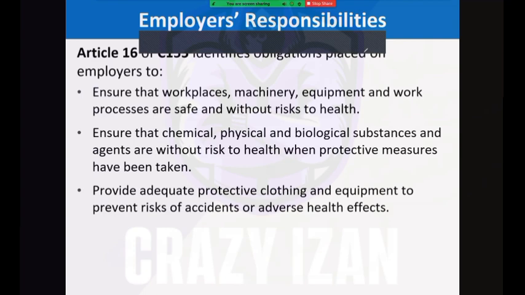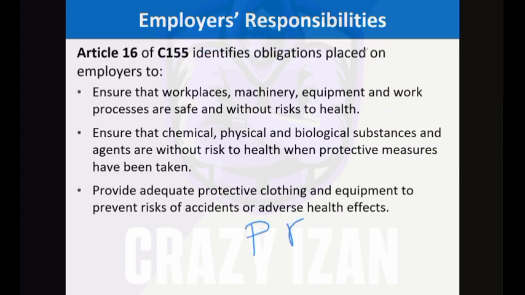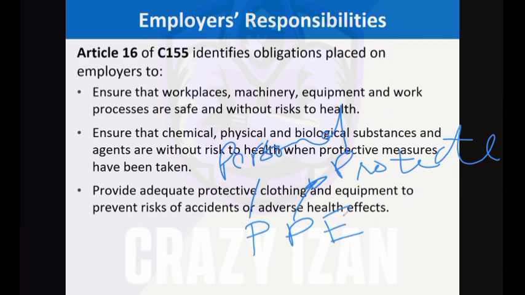Okay. Then also it is the employer's responsibility to provide adequate protective clothing and equipment to prevent risks of accidents or adverse health effects. So this is the employer's responsibility to protect the workers, to provide them adequate protective clothing. What do we call this? So it is called PPE. What does PPE mean? PP means personal protective equipment.